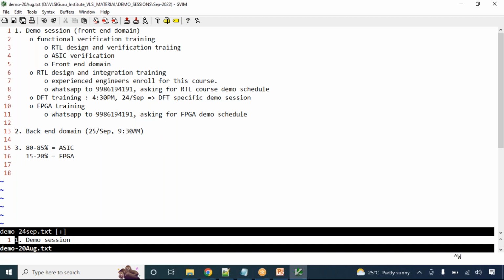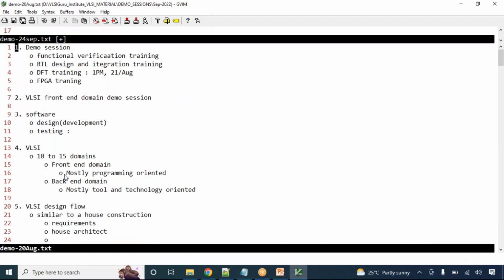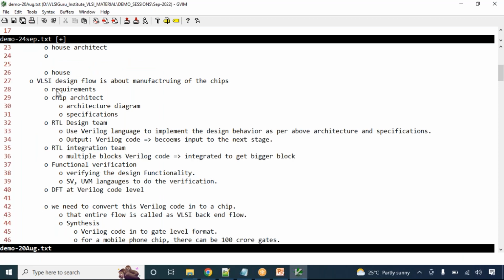A front-end domain is more of a programming-oriented job. In VLSI, there are almost 10 to 15 domains, based on the way you classify things. It starts from requirements, where you figure out what the requirement of an electronic device is.